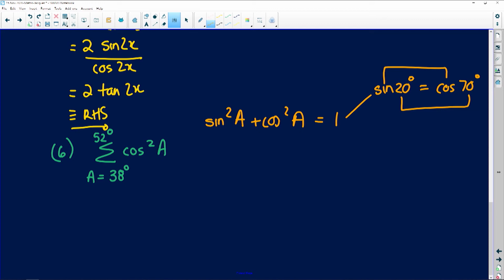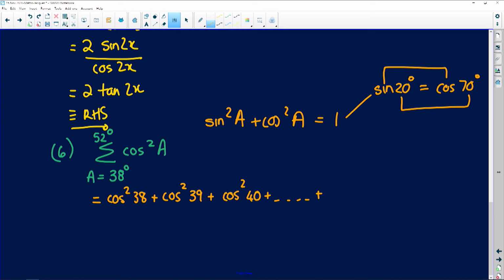Now remember, I've got 14 terms here. How do I find out how many terms I've got? I actually have 15. It's the top minus the bottom plus 1. So this sequence starts as the cosine squared of 38. Then we have the cosine squared of 39. And then we have the cosine squared of 40. And it continues to the last 3.